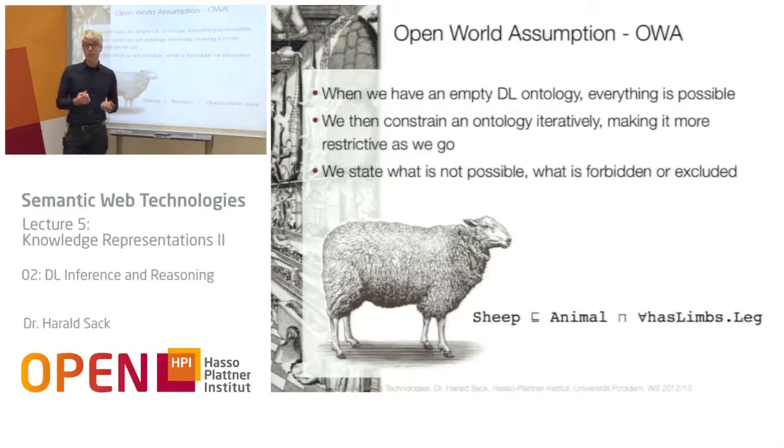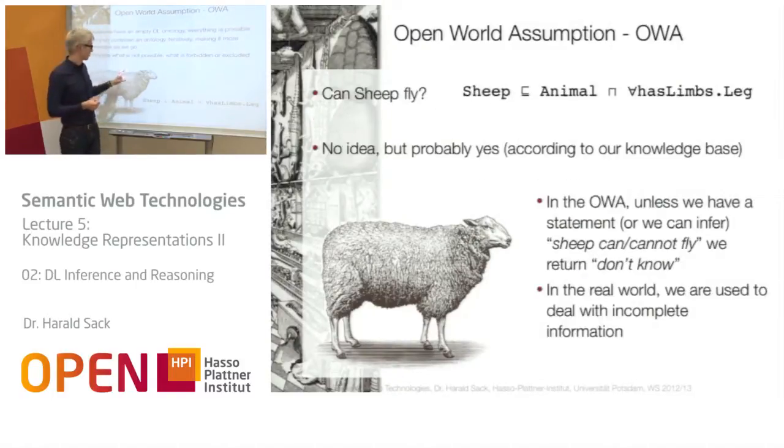So for example, we say a sheep is an animal, and this animal has legs. So all its limbs are legs. Of course, a sheep has much, much more properties, but we do not have to state this. We can start simply by this definition.